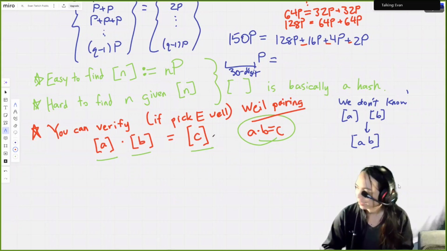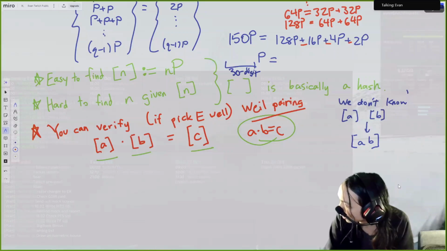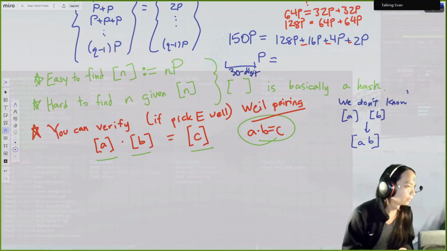In fact, okay, let me check my notes to see if I need the higher level version. I don't think I ever use it. Yeah, I'm just going to use AB equals C.